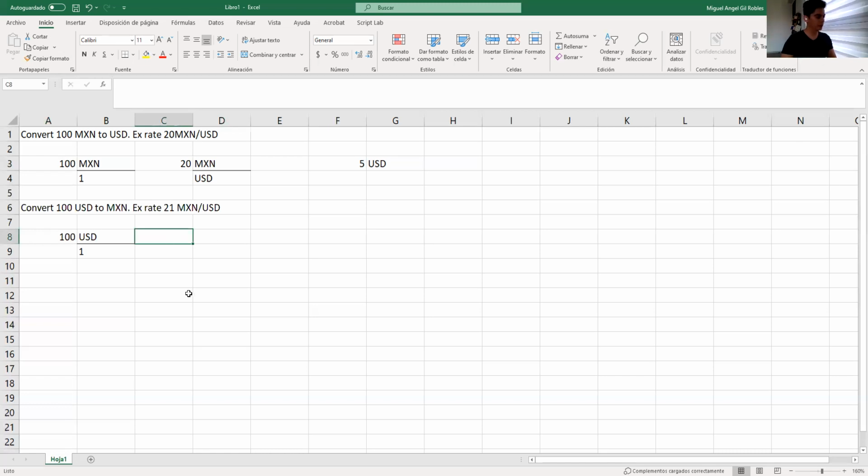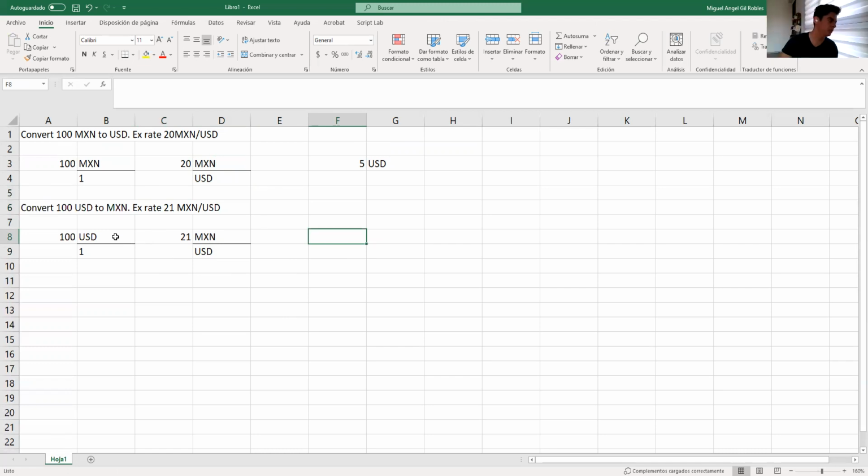Then the next thing that I want to do is to write the exchange rate. In this case, the exchange rate is, I will just copy it, 21 pesos over dollar, right? That's what it says in here. So what should I do, division or multiplying? So the answer is multiplying this time, right?